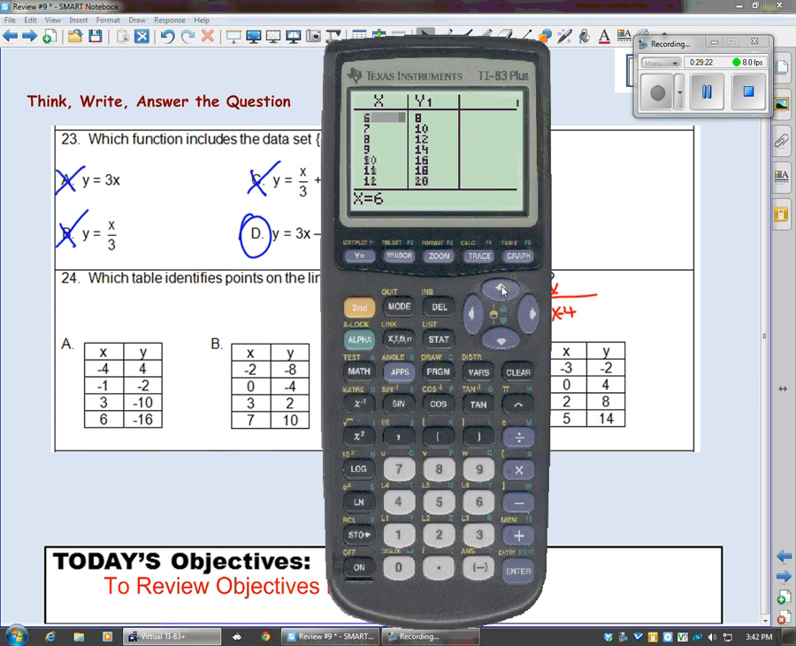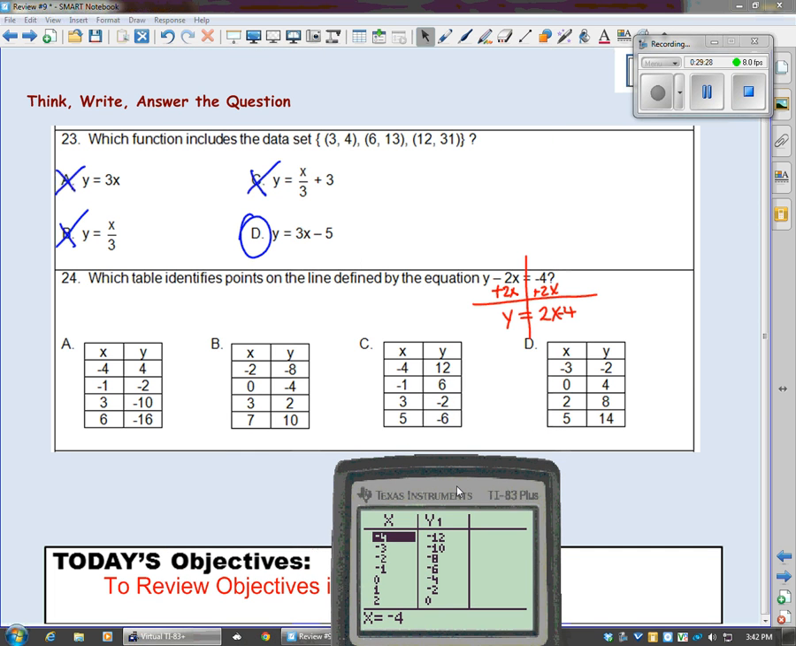Okay, it looks like we're starting with negative 4. So I'm going up. I need negative 4 paired with negative 12. Well, gosh, there's only one answer choice that has that. I can test the others. Negative 1 paired with negative 6.